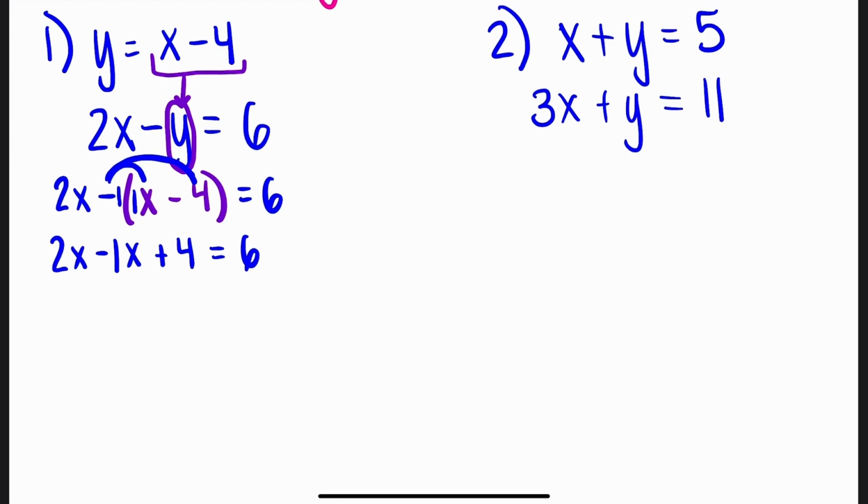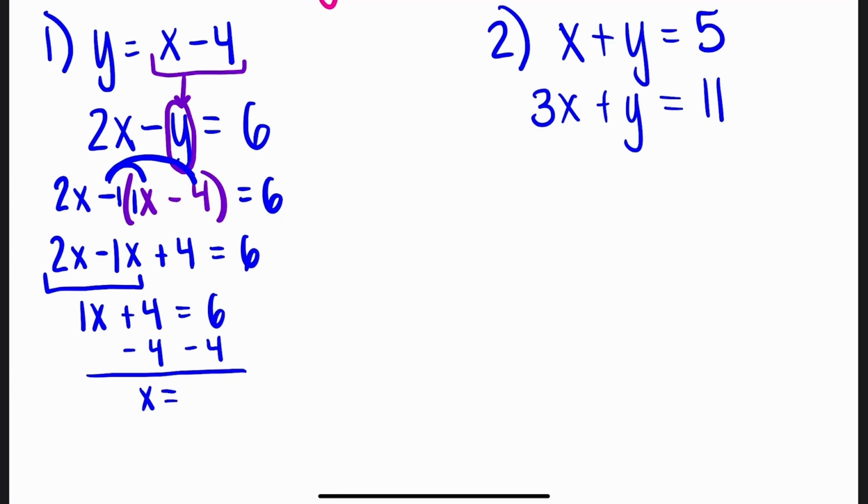Combine like terms. 2 minus 1 is 1x. Bring down the rest. Undo addition with subtraction. And 1x is just x, so x equals 2. And now we're not finished. Whenever you are doing any system of equations problems, you need your answer to be in ordered pair form. So you need x comma y. So we need to find what y is.